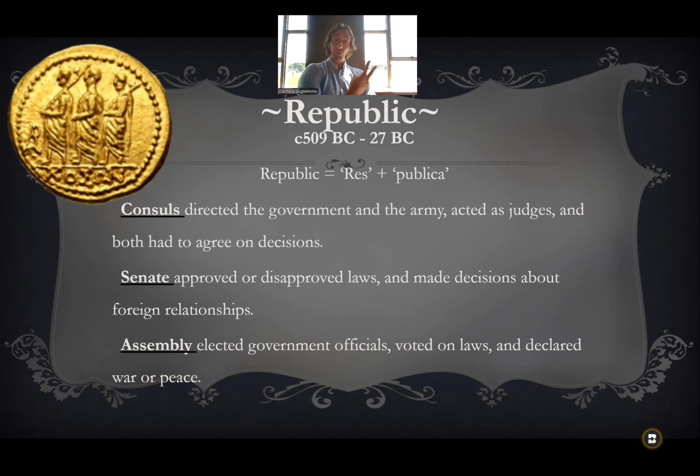So it was as if we would have two presidents. In our last election cycle, it would be like both Donald Trump and Joe Biden being co-consuls and co-presidents, having to rule together. Now, it's an interesting setup as a republic, right?